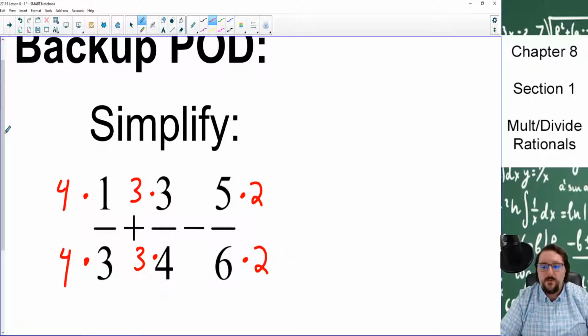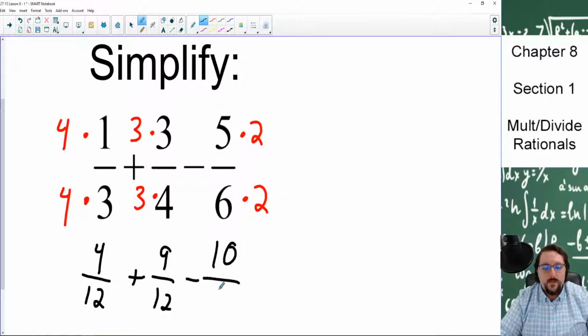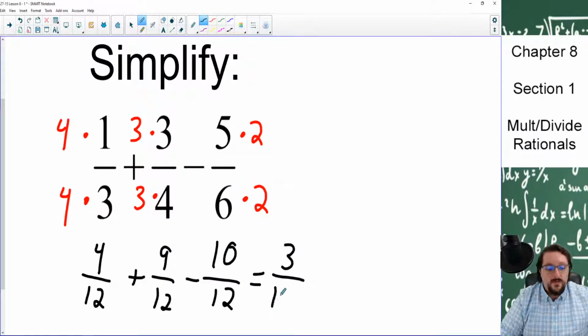So if I do all of my little multiplication pieces, I'll find that I get 4 over 12 plus 9 over 12 minus 10 over 12. And then for finishing up, we have to remember first and foremost that we always add from left to right. And that when we add fractions, our denominator doesn't change. If I have 2 pieces of pizza and 3 pieces of pizza, I get 5 pieces of pizza, but it doesn't change how many times the pizza was cut. So 4 plus 9 is 13. Minus 10 is 3, but it was still out of 12.